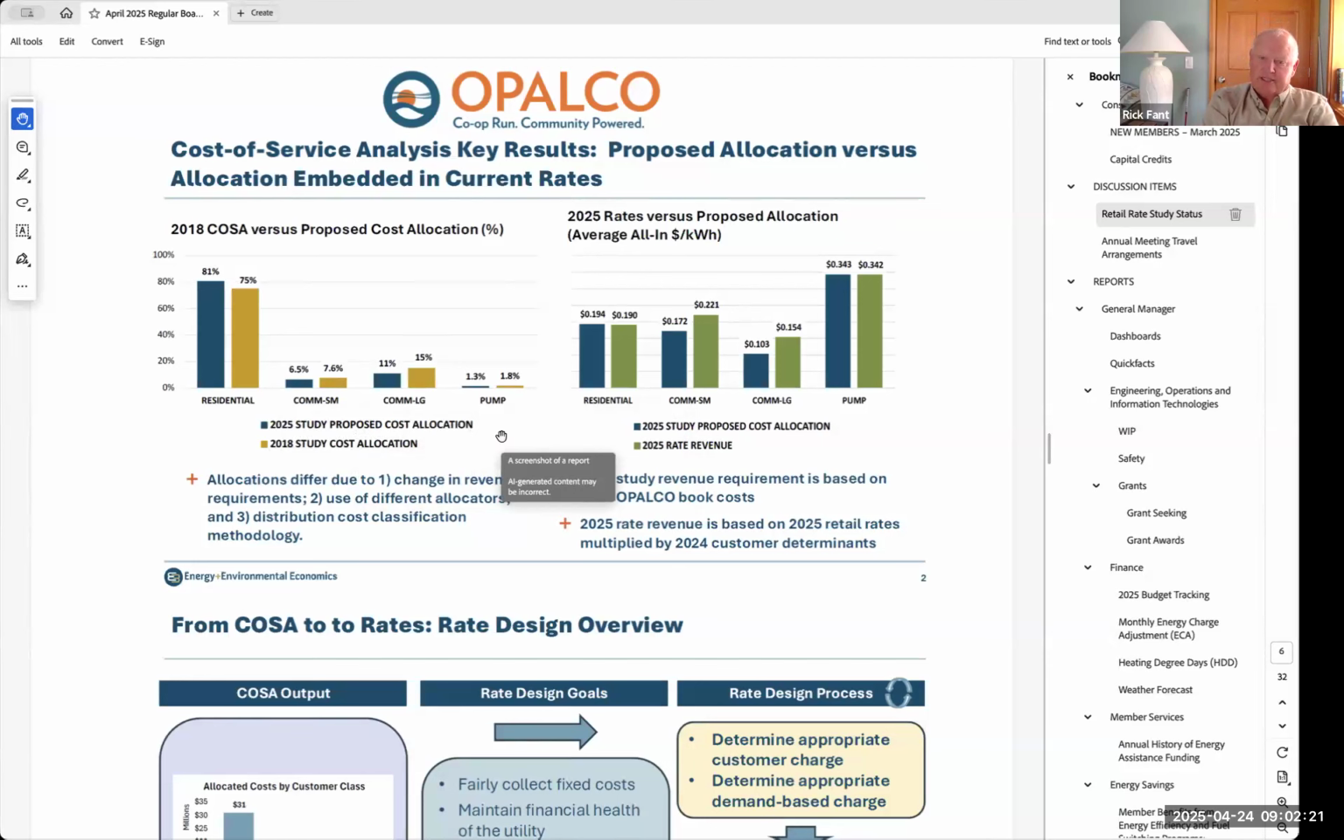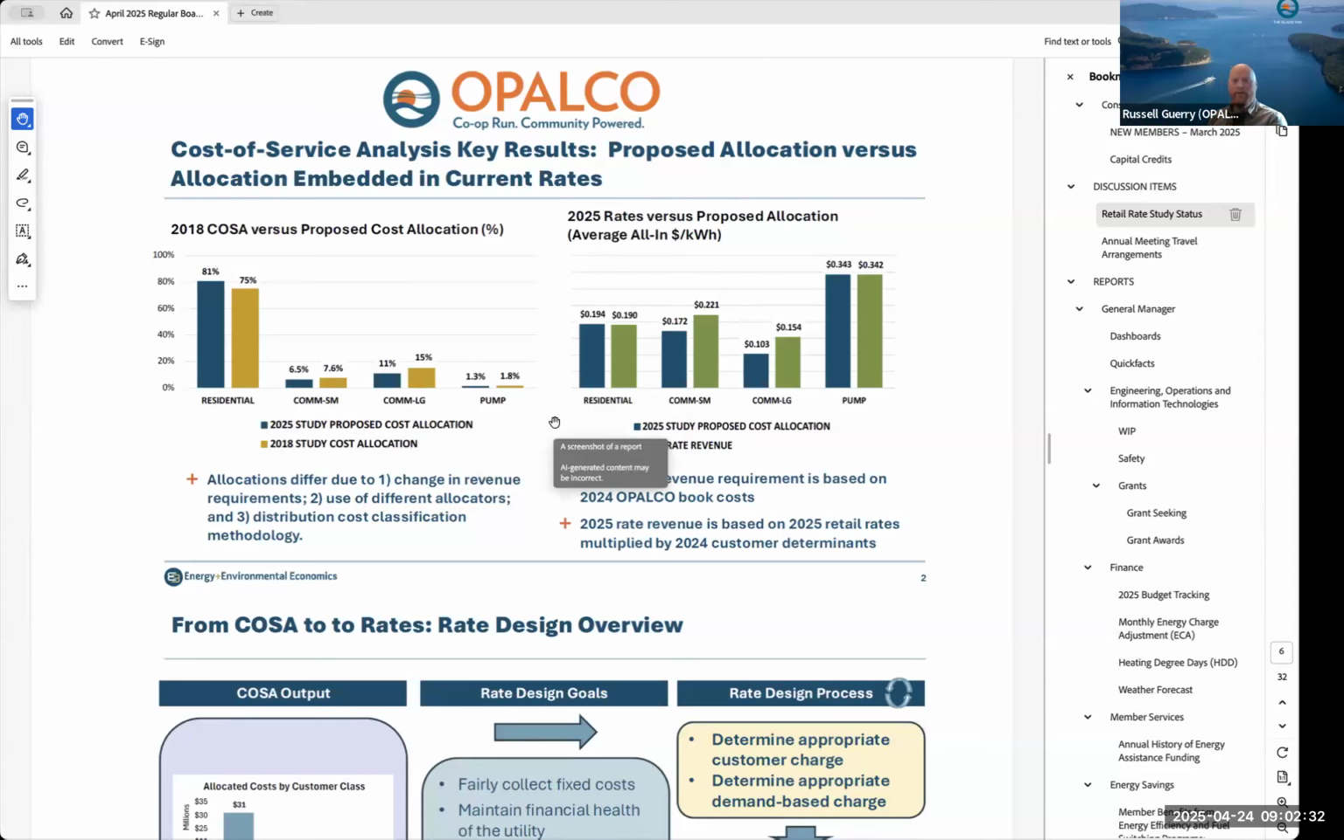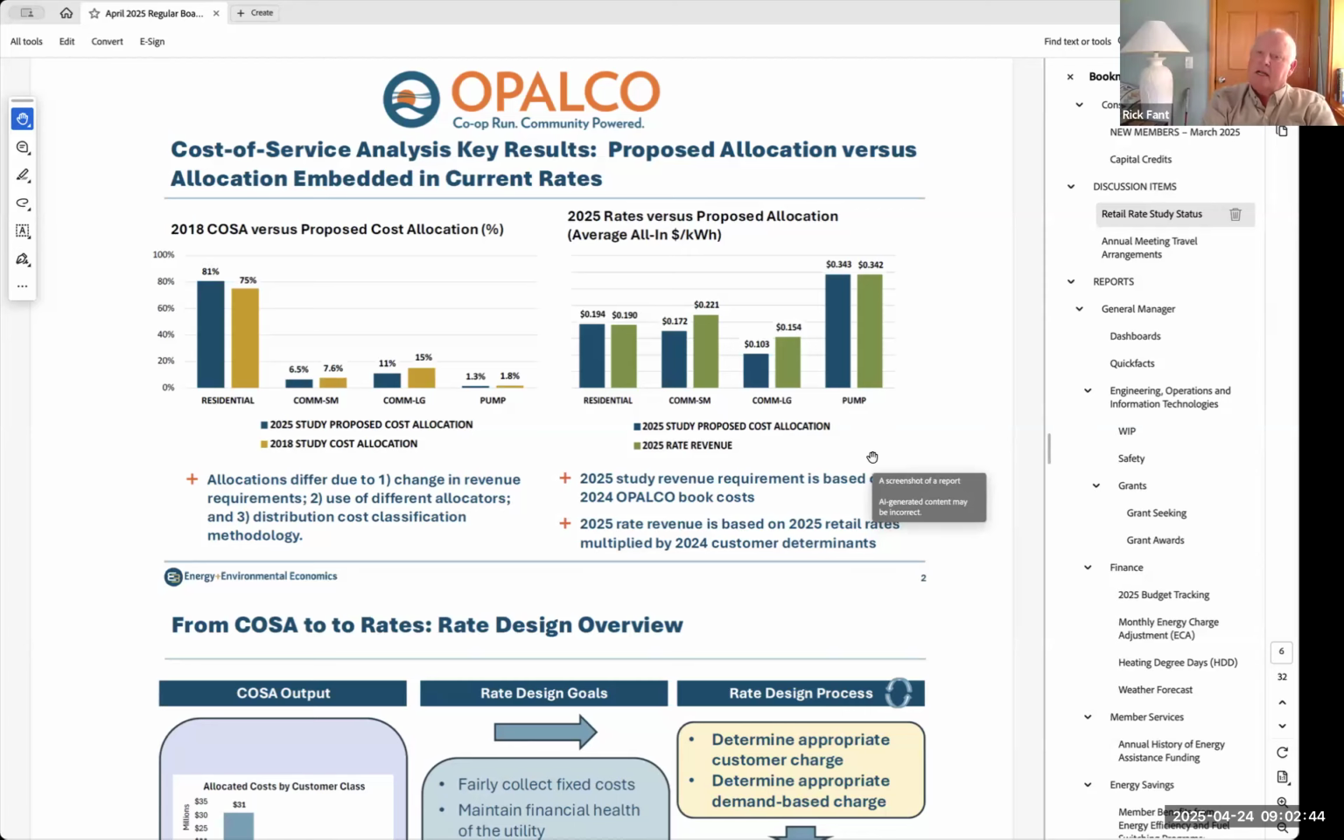Or am I misreading that? Right, and the blue is the rate, the cost allocation. The green is how we're currently collecting. So if we do change ours to the cost allocations in the COSA, that would be a shift lower to commercial and higher to residential, just slightly. Yes. But that's because residential dominates our usage.